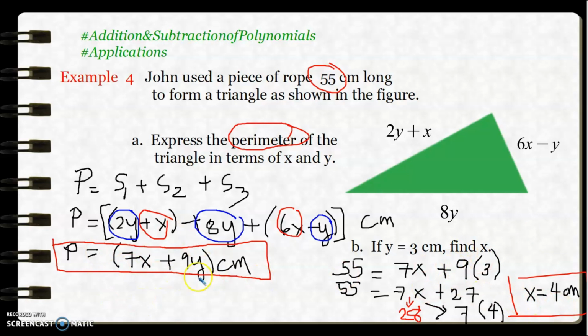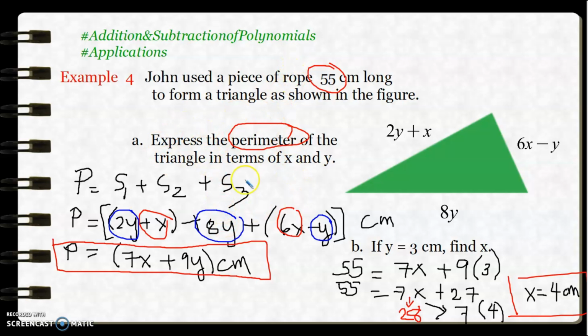To double check, okay? To double check, you refer to the first given, the perimeter in terms of x and y. 7 times x, which is 28. 9 times y, which is 3, so 27. 27 and 28 will give you 55. And there you go. Nasatisfy natin yung given sa problem.